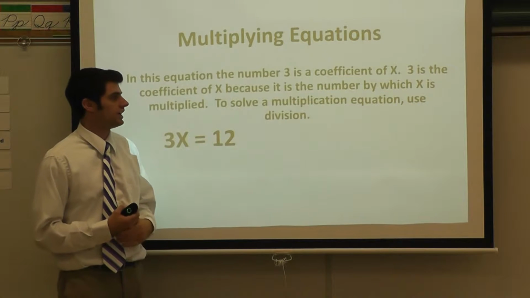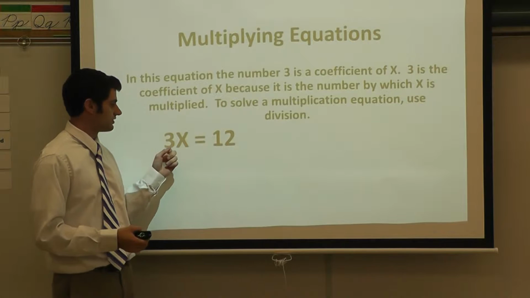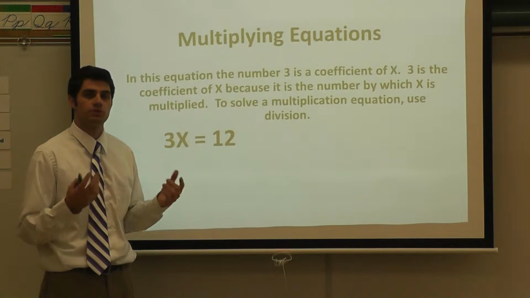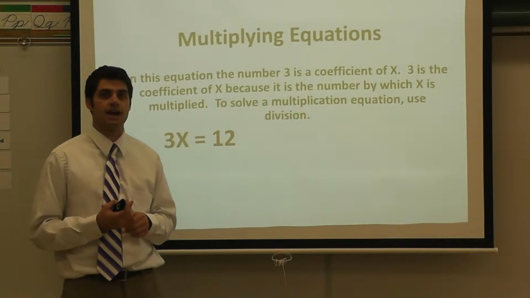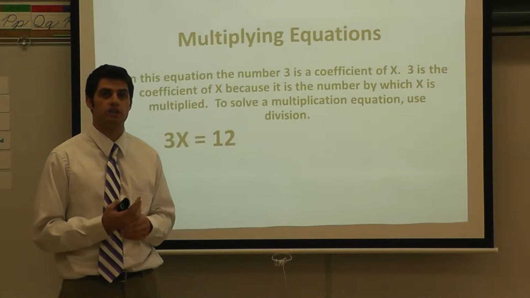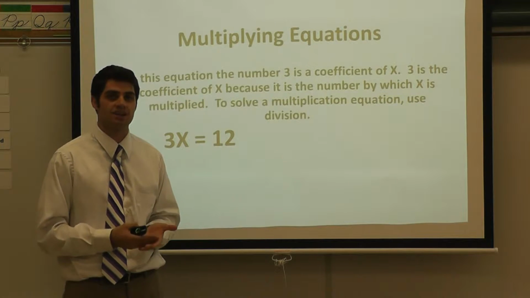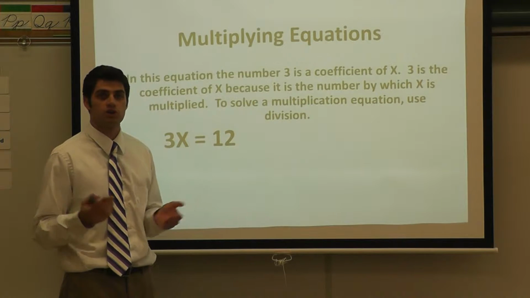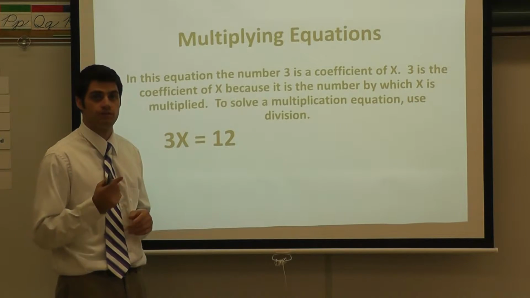To solve a multiplication equation, you're going to use division. Anytime there's that number against that variable, we know what that stands for, multiplication, so we would use the inverse operation, which is division. This is very similar to adding and subtracting equations as well. When we had an equation like 3 plus y equals 12, we would have to get y by itself. We're going to do the same thing here with 3x equals 12. Our goal is to still get our variable by itself, only now we're going to use division to do that.